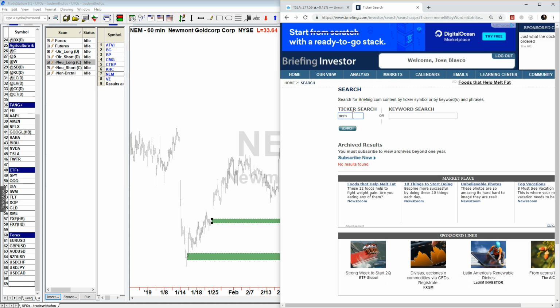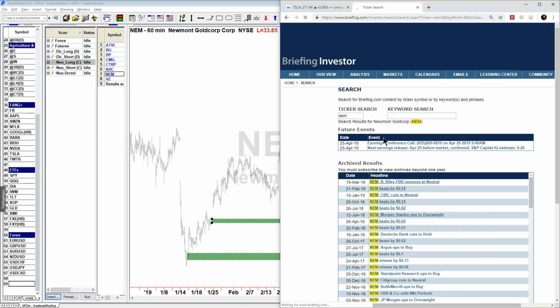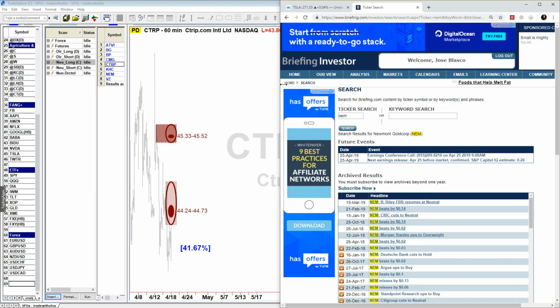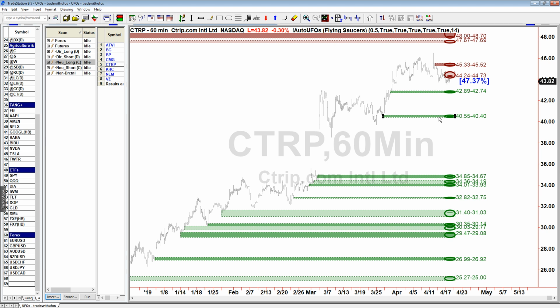NEM. So that stock reports on the 25. So CTRP. FOS, 47.37. I'm not super delighted with the performance stats for that stock. Fragile stock. This is a fragile stock.